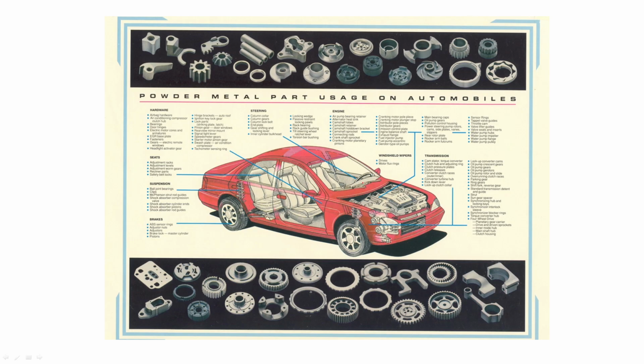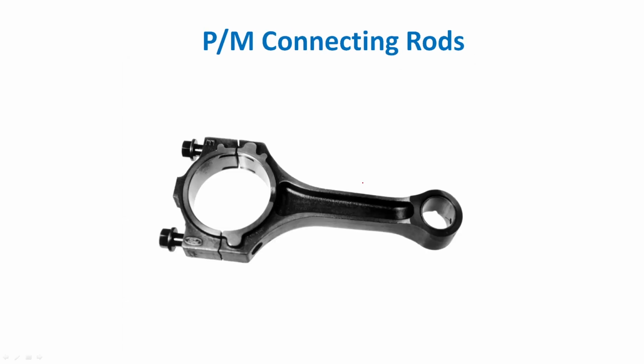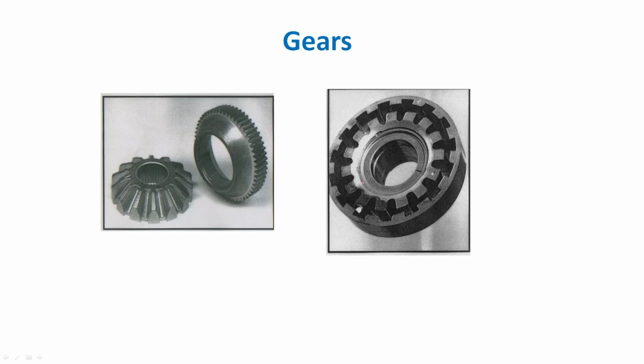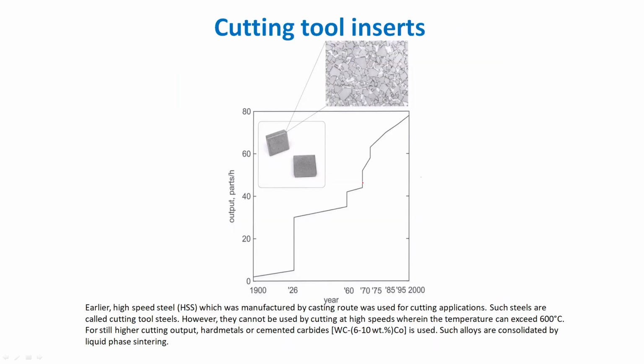Well, many auto components are produced like these ones I have shown you here by powder metallurgy. Connecting rods can also be produced. Connecting rod example I have given in the last lecture. Gears can also be produced. A lot of medical radiation sealing components are produced. They are also made of tungsten heavy alloys or lead heavy alloys. Cutting tool inserts are a big industry worldwide. They are produced by these routes.